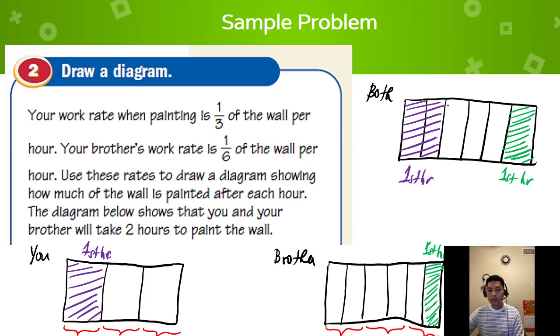Now, if we continue further, this will then be your second hour. So we now have almost painted the wall. So this is your second hour. And then, of course, since you're both doing it, the second hour for your brother is right here.